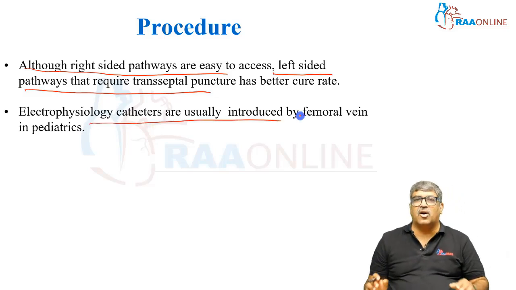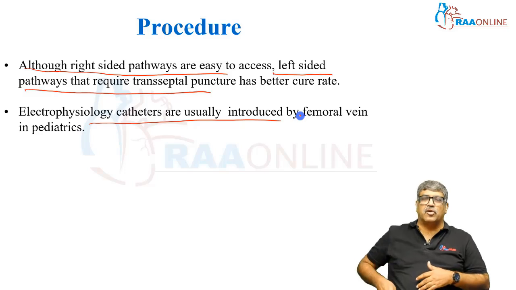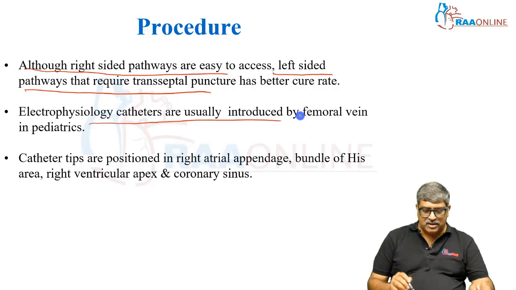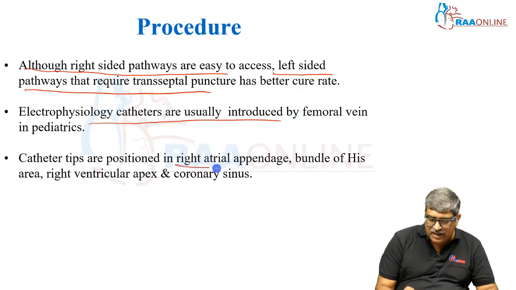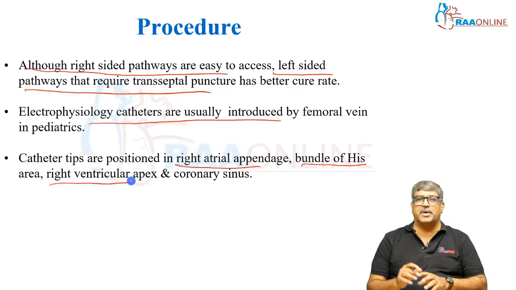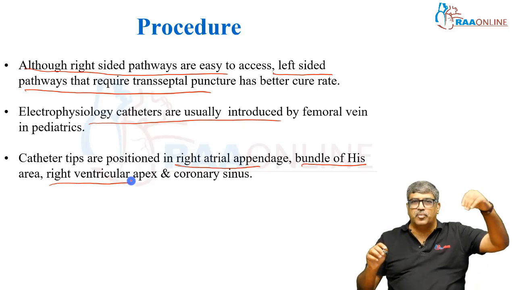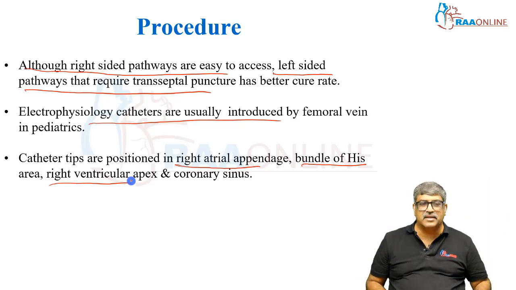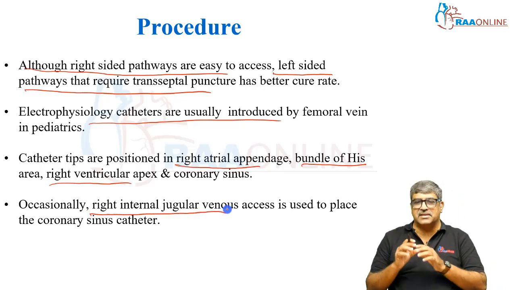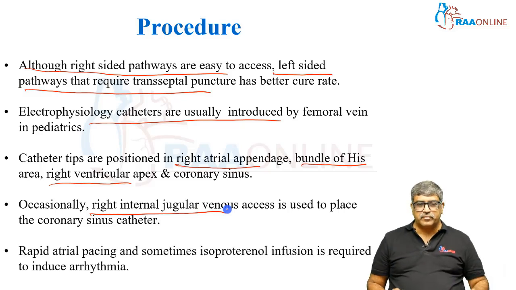Electrophysiology catheters are usually introduced through the femoral vein in pediatrics. Catheter tips are positioned in the right atrial appendage, bundle of His, right ventricular apex and coronary sinus. This was mentioned before. These are the 4 areas where you position the sensory catheter. Occasionally, the right internal jugular venous access is used to place the coronary sinus catheter.